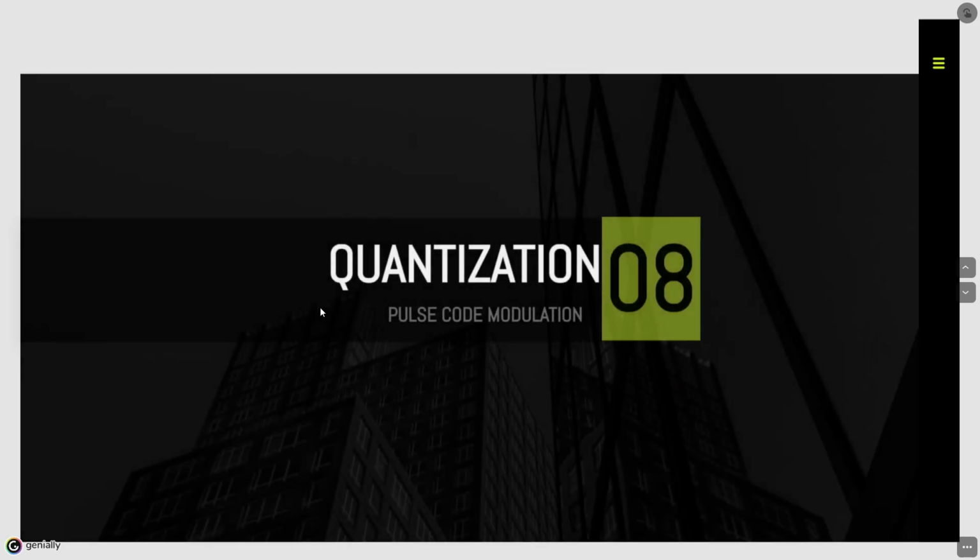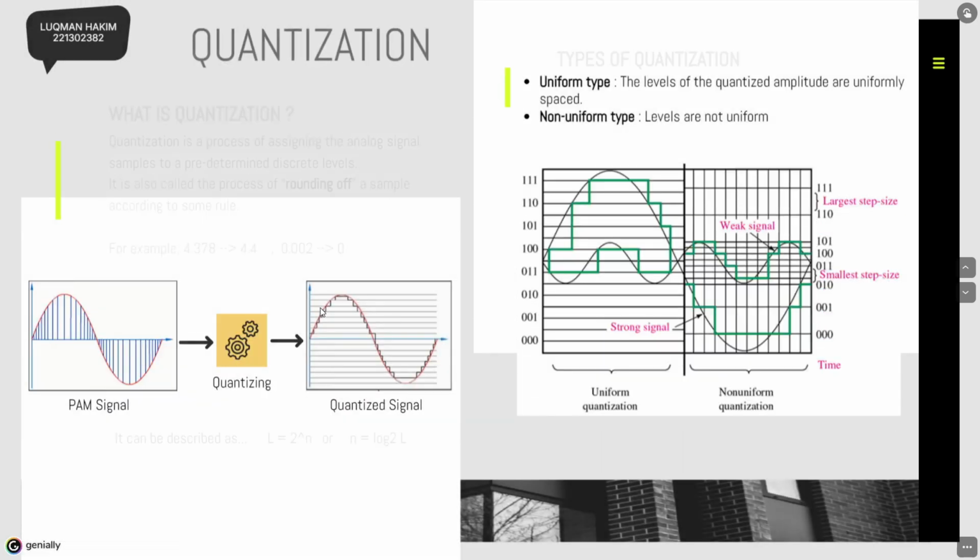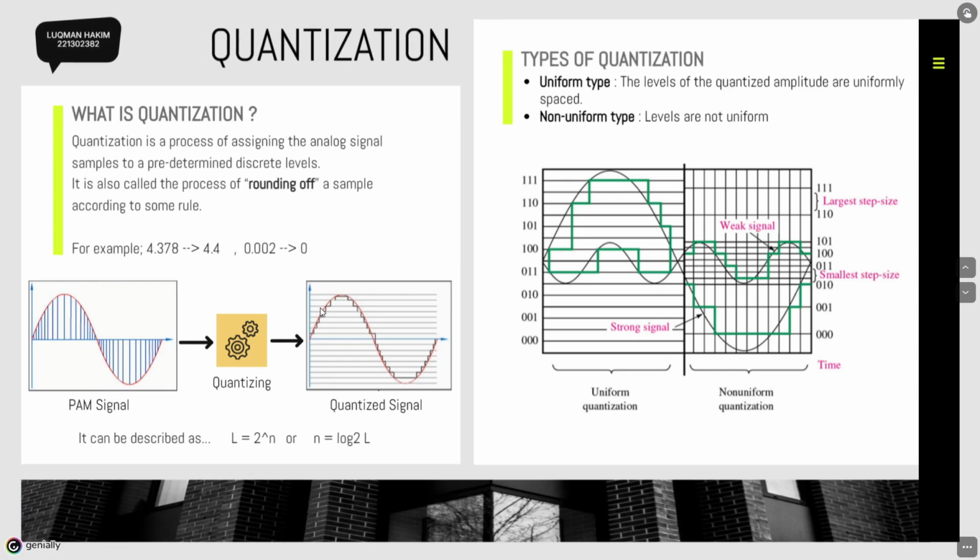The next step is quantization. What is quantization? Quantization is a process of assigning the analog signal samples to a predetermined discrete level. It is also called the process of rounding off a sample according to some rule. For example, 4.378 we can simply round off to 4.4, and the other one is 0.002, which we can round off to 0. So from the PAM signal, from the sampling process, when we quantize it, we will get the predetermined discrete levels, just like this figure.